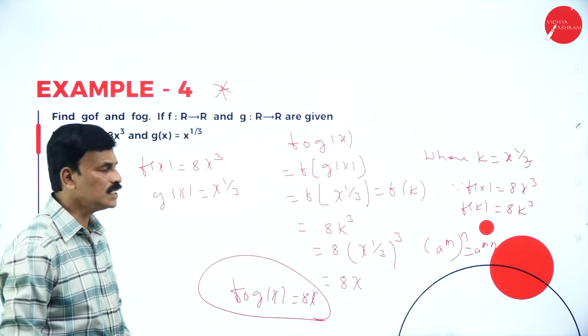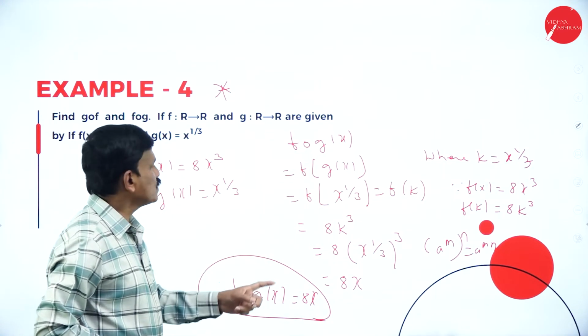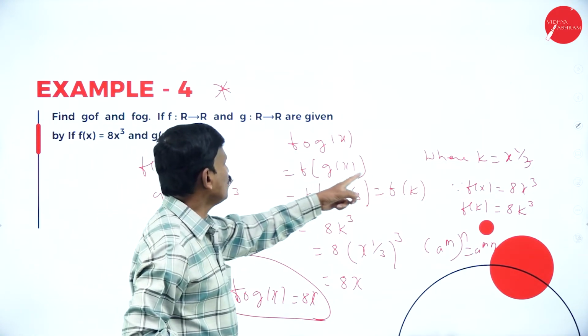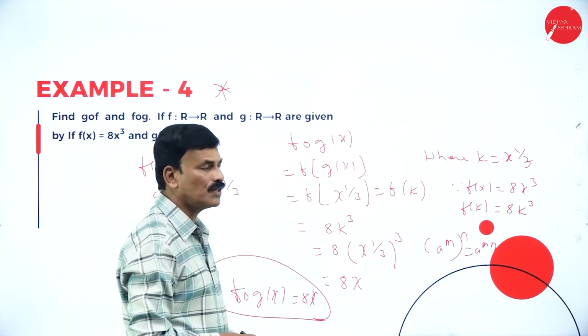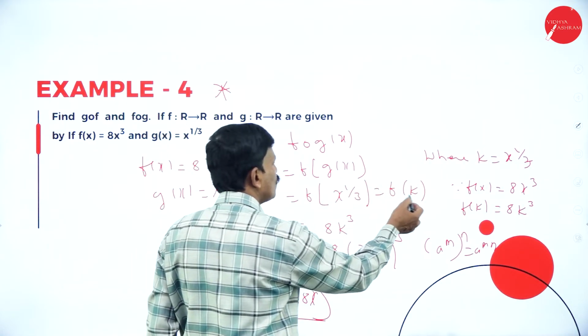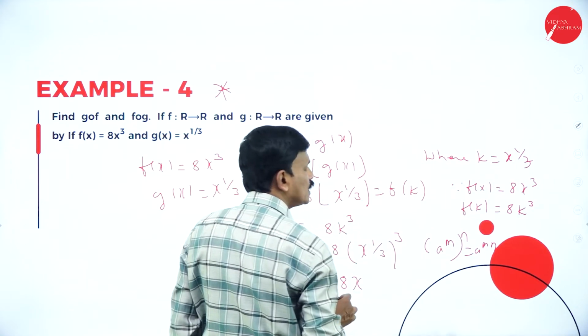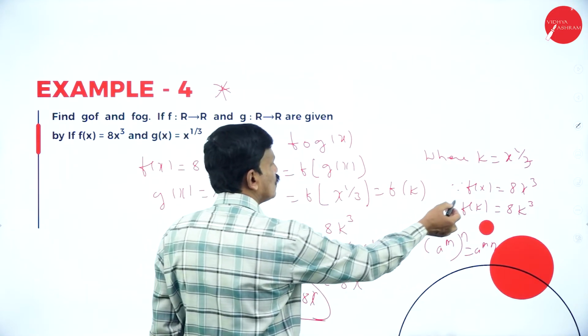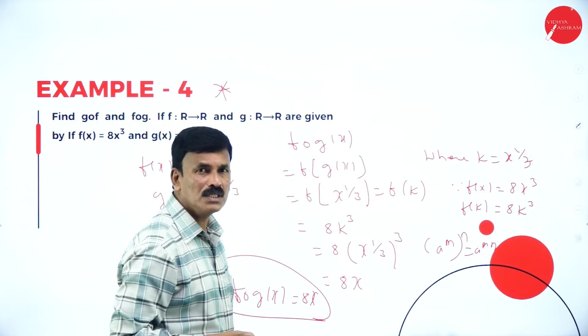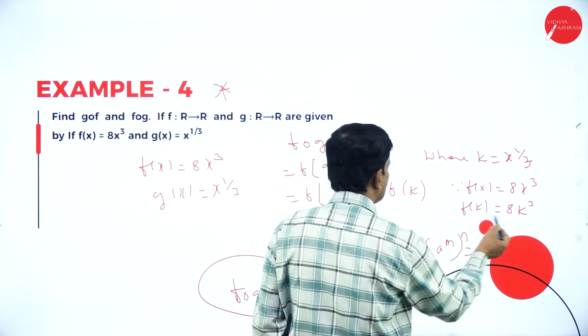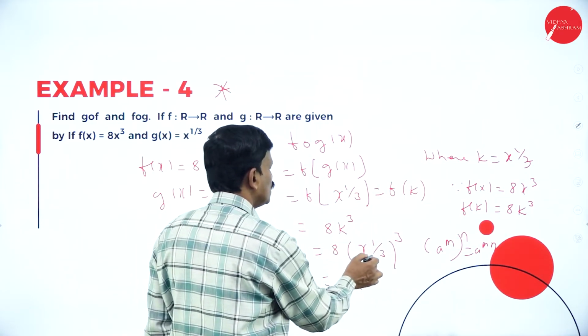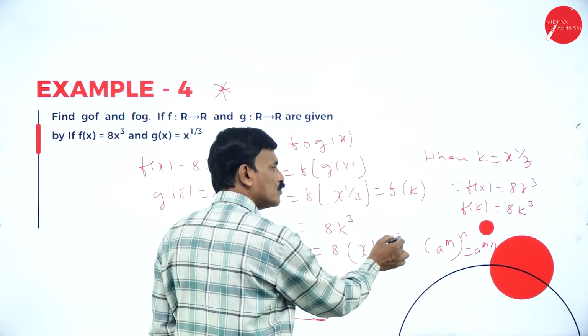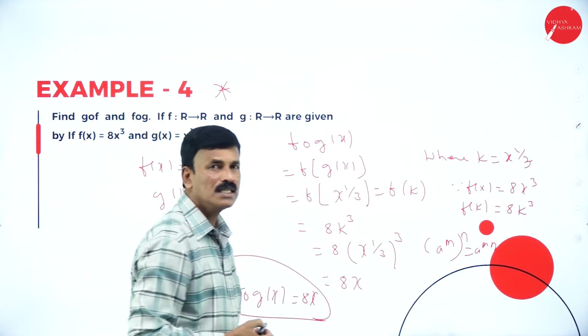That's it. Okay, see here. f naught g of x is f of g of x, g of x is given, that's equal to x to the power of 1 by 3. Let us consider this as k. What is k here? k is equal to x to the power of 1 by 3. Since f of x is given as 8x cube, if x is replaced by k, then this becomes 8k cube. 8 into k, which is x to the power of 1 by 3 whole raised to 3. 3 and 3 get cancelled, 8x.